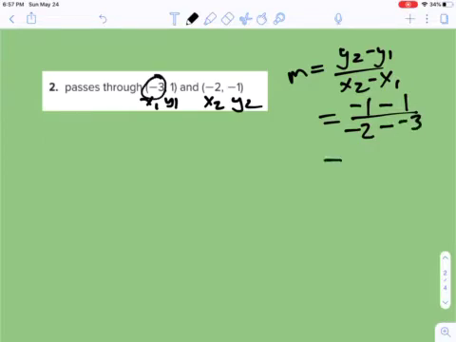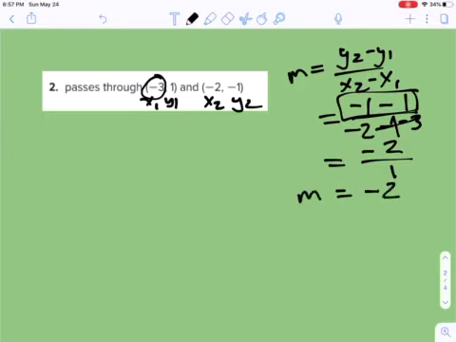So we got a double negative going on at the bottom there. Negative 1 minus 1 gives me negative 2. And then the bottom actually becomes negative 2 plus 3, and negative 2 plus 3 is 1. Anything over 1 is that thing. Negative 2 divided by 1 is negative 2. And that's my slope.